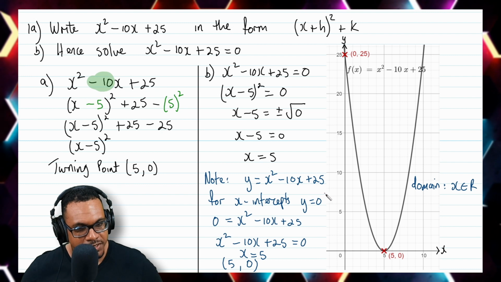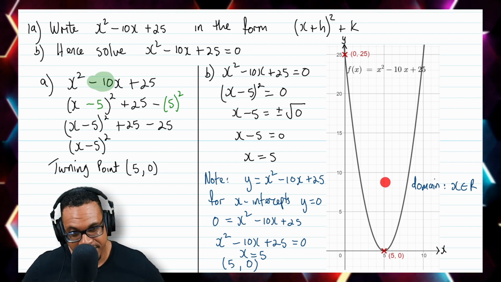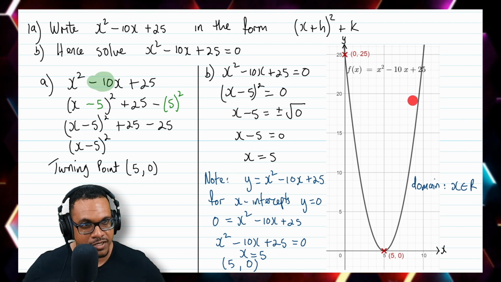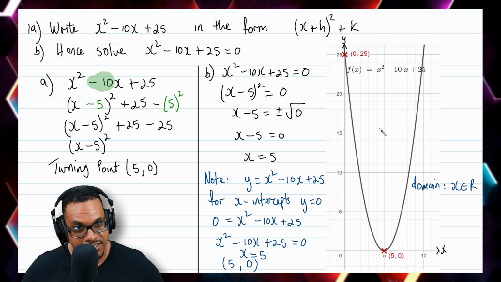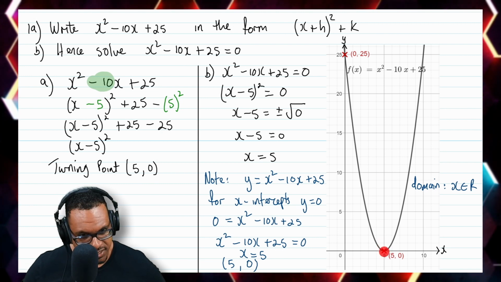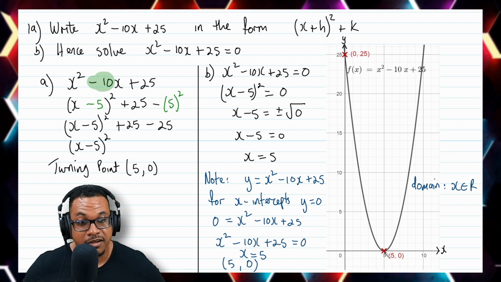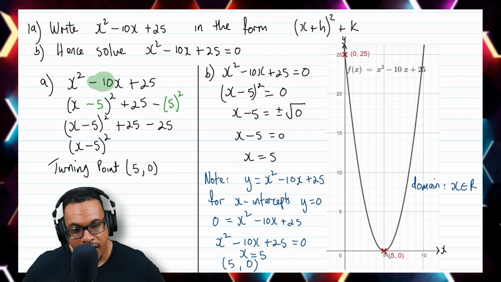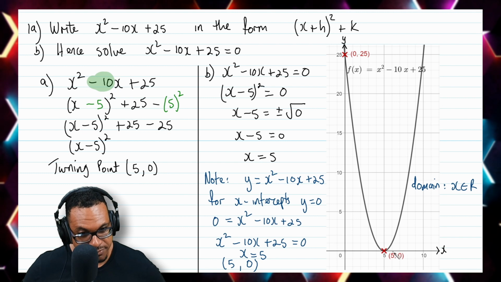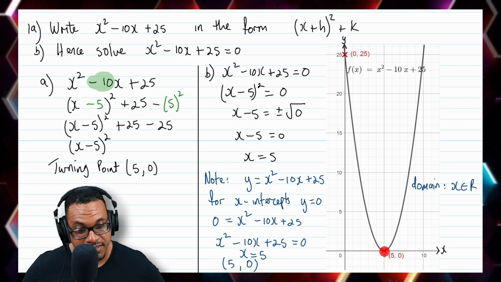Now, my range would be the y values. Now, notice the vertical distance for the graph has a limit. As it goes up this way, it goes to infinity, so it goes into positive infinity as we go up. But as we're coming down, it has a limit, which is here. So that's why the graph has a minimum value, and that's why I call the curve a minimum curve. And the y value for your turning point being 0 is the minimum value of y.